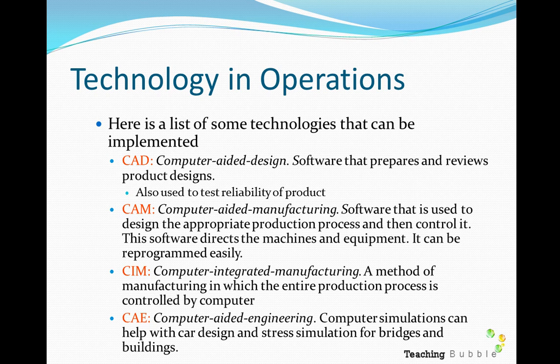Computer integrated manufacturing is a process where the whole manufacturing process is controlled by computer. There are obviously people controlling the computers, but it reduces the amount of human resources required in manufacturing. Computer-aided engineering is where we use computer simulations, for example with car design, so you can test through computer whether they would meet crash test standards before you actually test them with crash test dummies, etc.